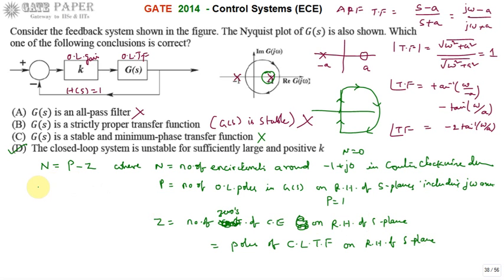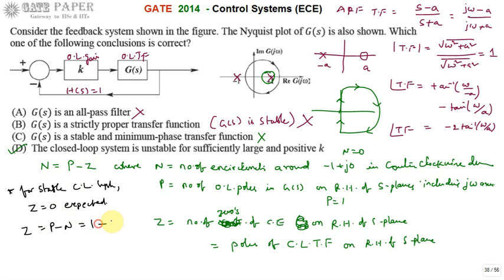So for a stable closed loop system, what we require is that no pole should lie on the right half of S-plane including the j omega axis. So Z equal to 0 is expected. But how do you calculate Z? N is equal to P minus Z, so Z is equal to P minus N.